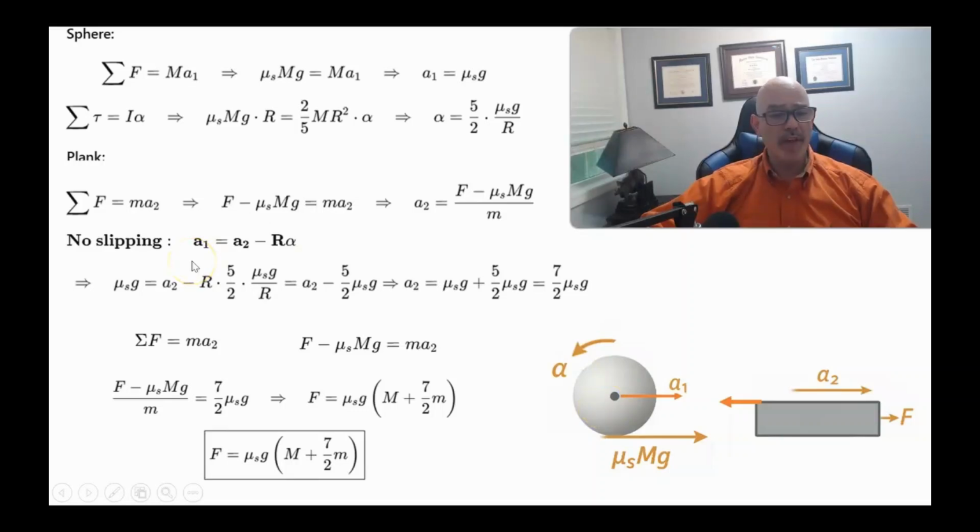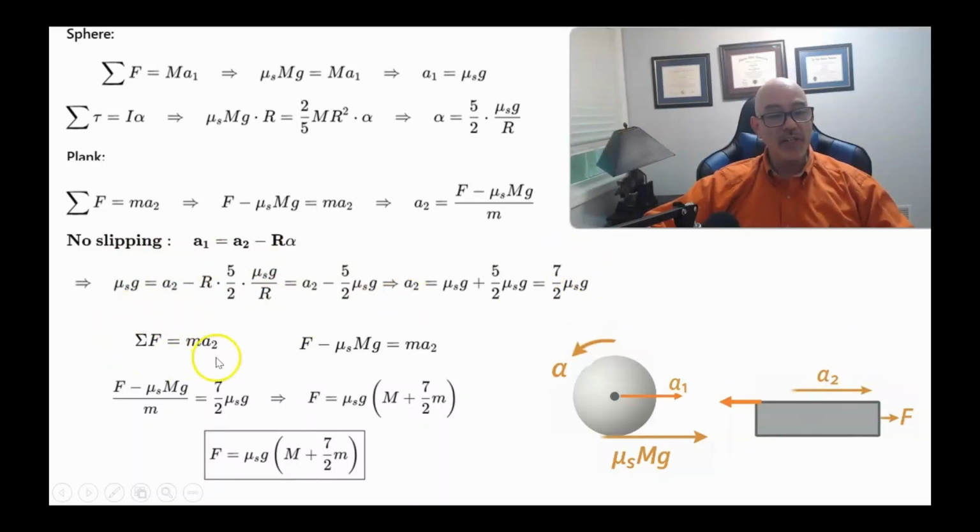The condition for rolling without slipping is that the acceleration of the sphere equals the acceleration of the plank minus r alpha, how much the plank rotates backwards. This is a key equation in this problem, and it's something you should think about and make sure you understand. So now I can substitute values into this equation. I know A1 is equal to mu s g, so A1 equals A2 minus r times alpha, and this is alpha. This is a simple algebraic equation, and it allows us to solve for A2. The acceleration of the plank equals 7/2 mu s g.